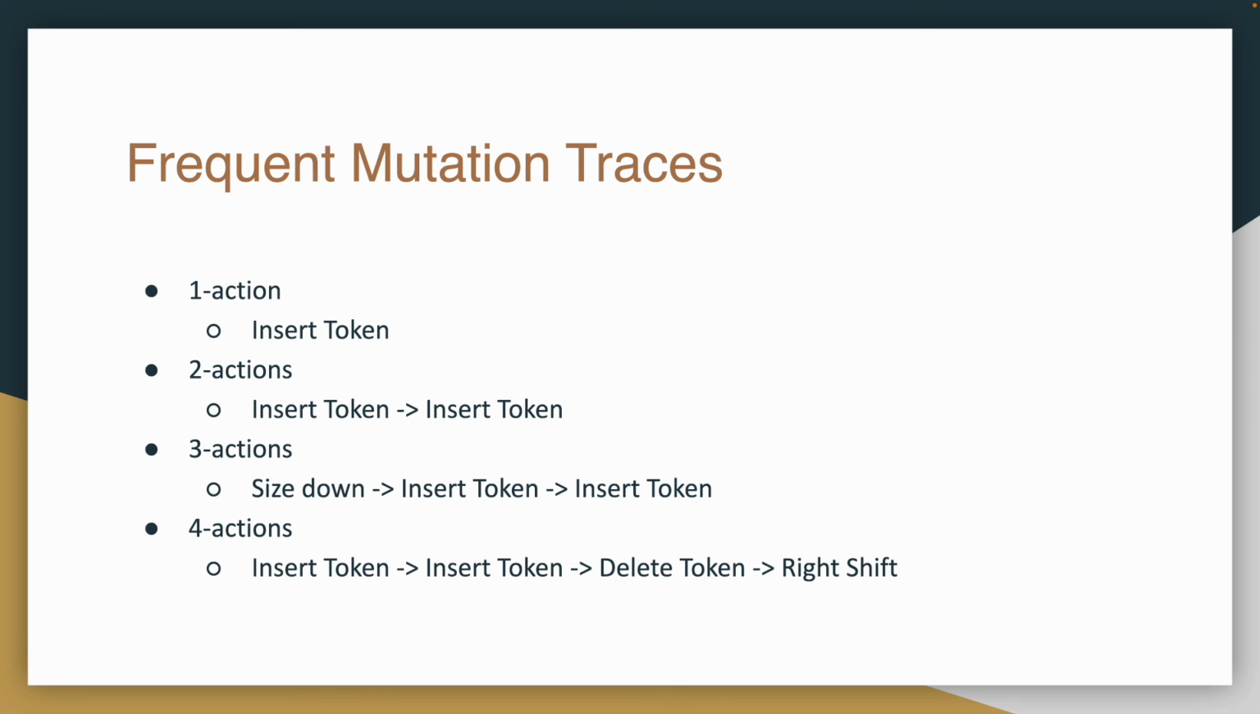Here are also some observations about the frequent mutation traces in our results. For one action, for example, insert token is actually the most frequent pattern in such mutation cases. These patterns share some common parts, such as the model tending to insert new tokens to capture more diverse code space. And this empirical study can possibly guide future study in mutation rule design.